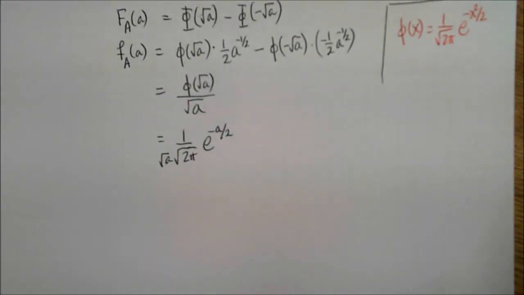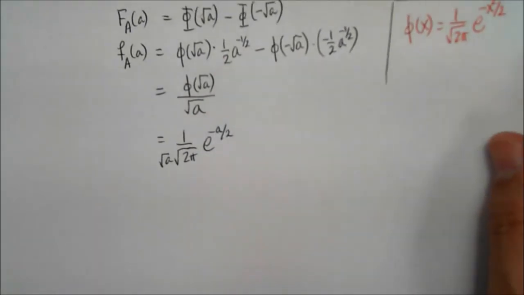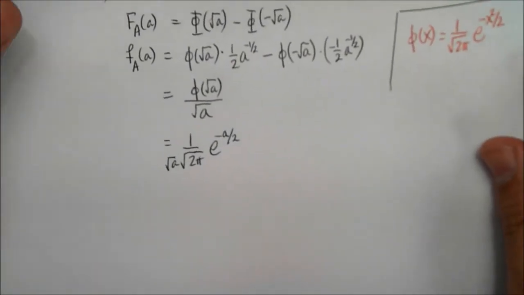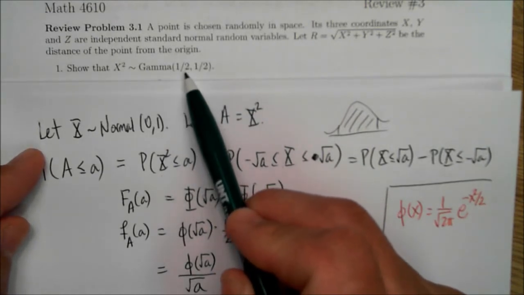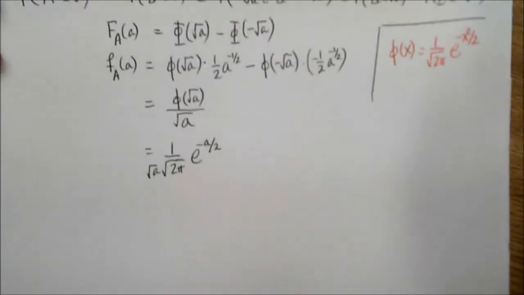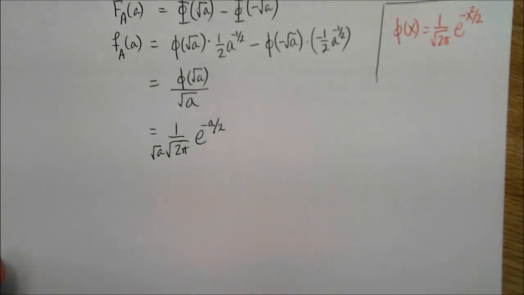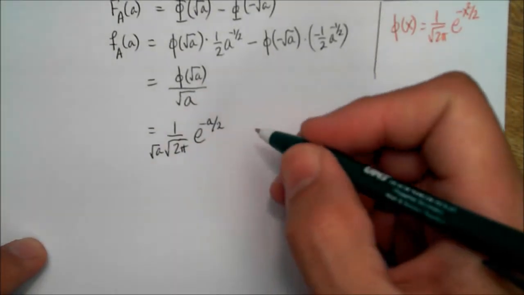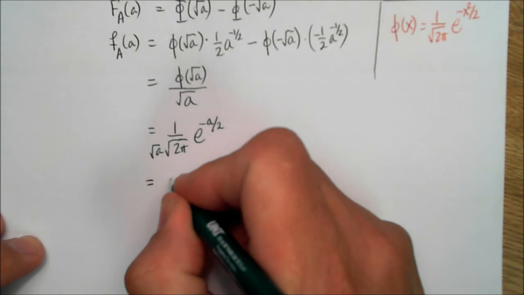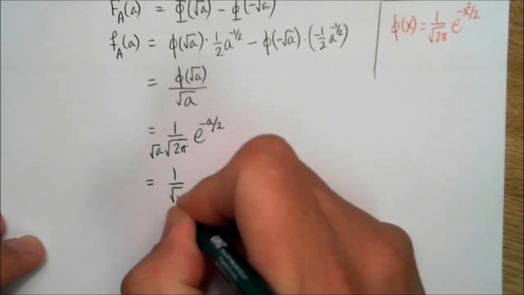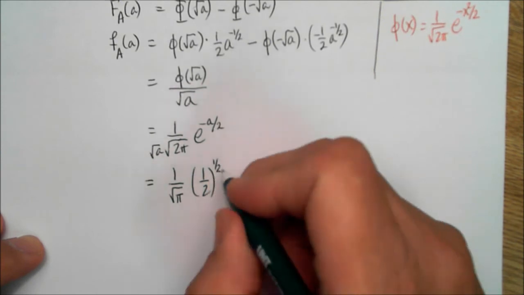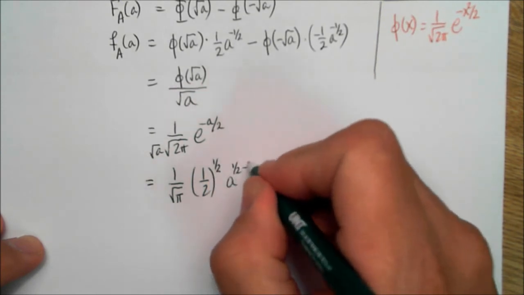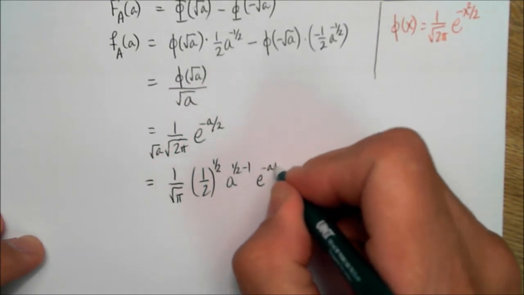So that is the PDF. Now, the issue is, let's look at the problem again, I want to show that this has the gamma distribution with parameters 1/2 and 1/2. So let's see if I can force this to look like the gamma distribution. Let me rewrite this as 1 over square root of pi times 1/2 to the 1/2 times a to the 1/2 minus 1 times e to the minus a over 2.